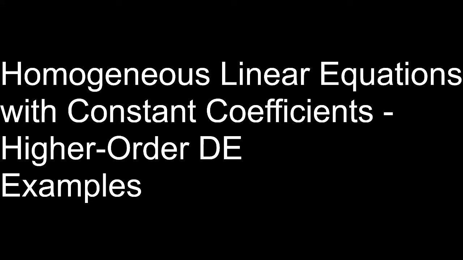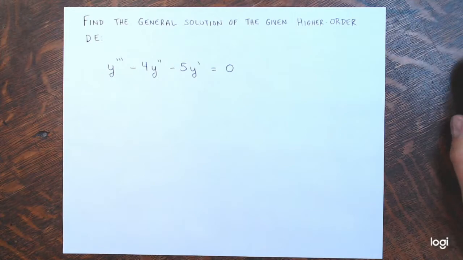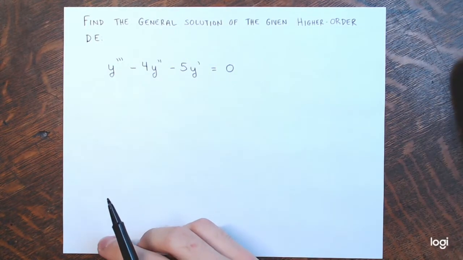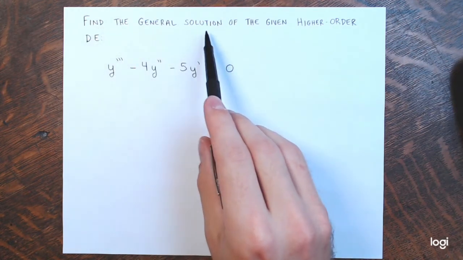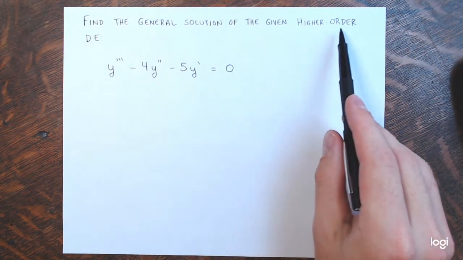So again, hopefully you've seen all that, because I'm not going to go into all those scenarios again. We'll just take a look at some higher order differential equation examples in this video. I have 4 examples. In each of the 4 examples, I have the same instructions: find the general solution of the given higher order differential equation.